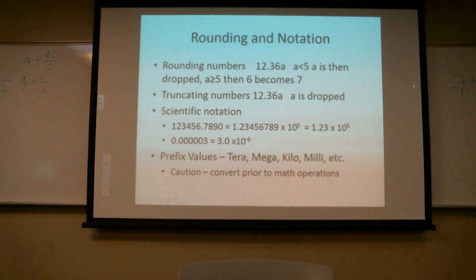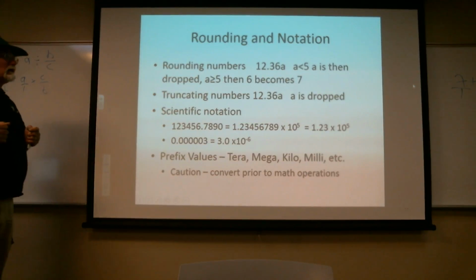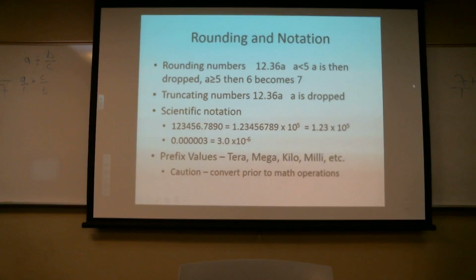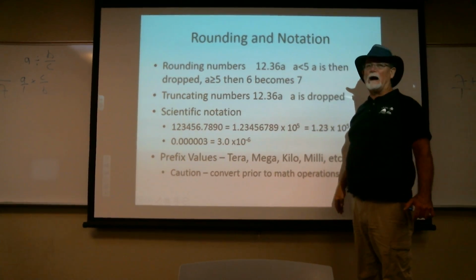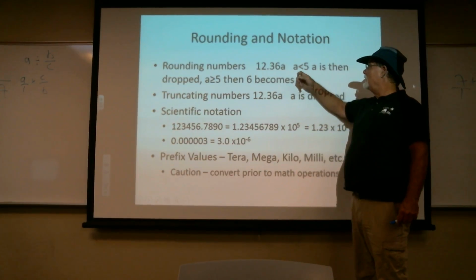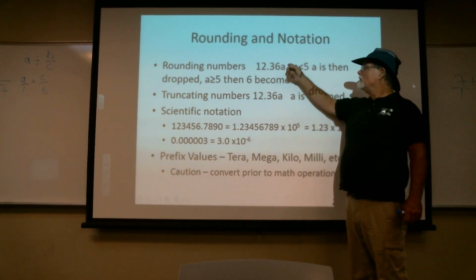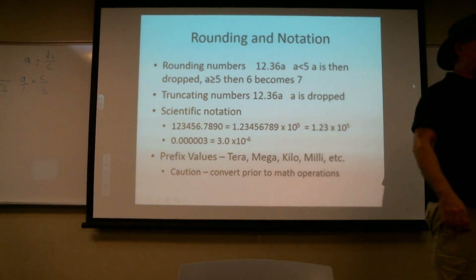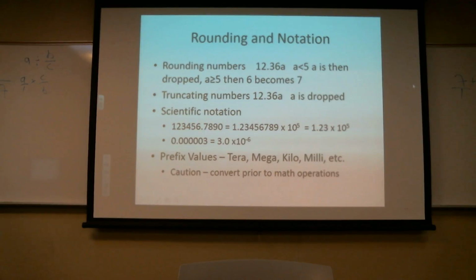For the purposes of our work, when I give you problems like series parallel problems, the rounding rule is going to be whatever value you're taking off. You're taking the A off. If it's equal to or greater than 5, you're going to move the 6 to being a 7. If it's less than 5, you're going to leave it as a 6 and just drop the A off, right?